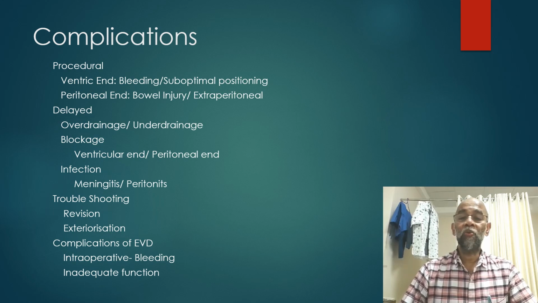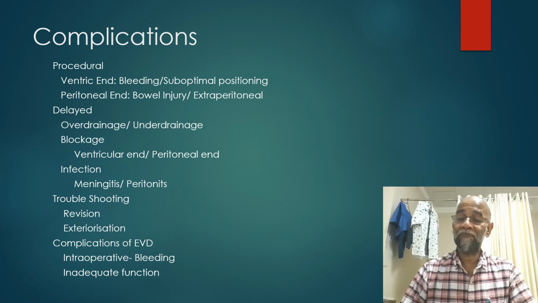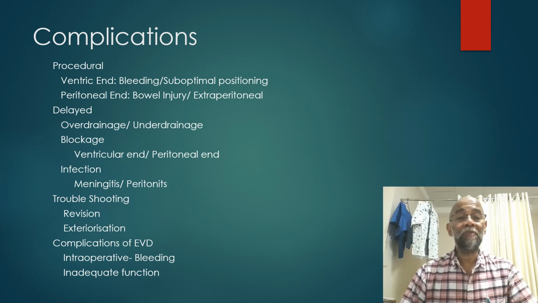Later problems include overdrainage, where your planning of the pressure of the valve was probably faulty, and too much drainage results in the brain shrinking and subdural collections forming, or maybe even a subdural hematoma. Underdrainage will result in persistence of the hydrocephalus. Blockage of the shunt tubes can occur, which can occur at the ventricular end or at the peritoneal end. Infections are a dreaded complication, and this infection might manifest as meningitis or it may manifest as peritonitis.